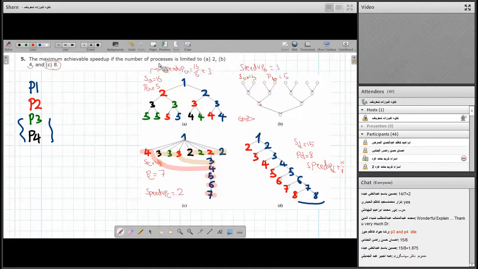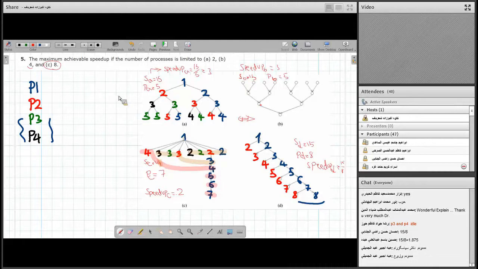And part C, if the number of processes is 8. This number just affects these two figures.